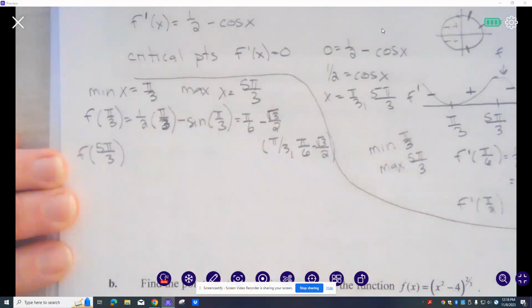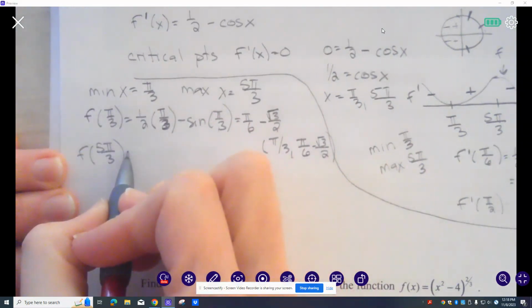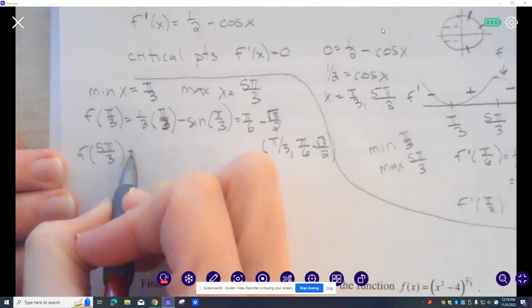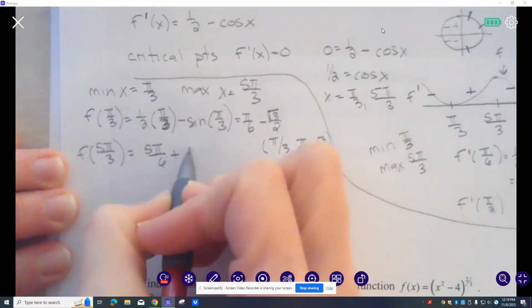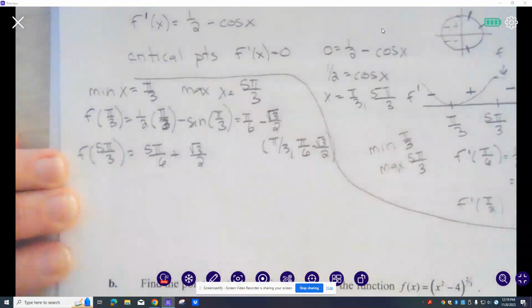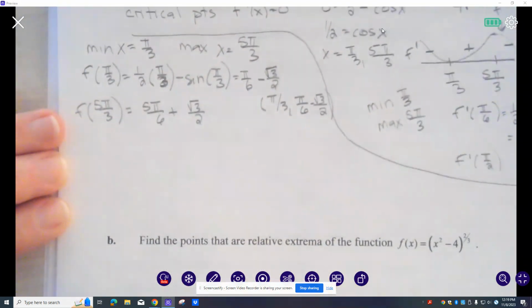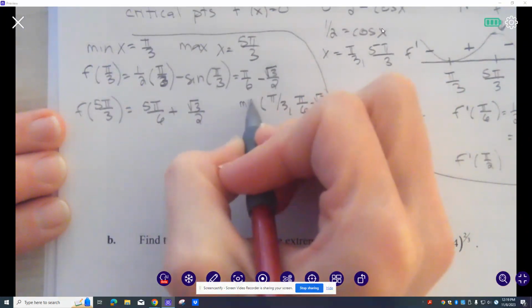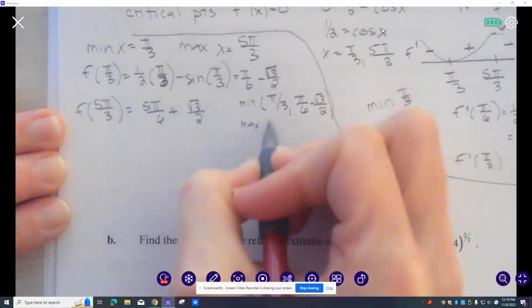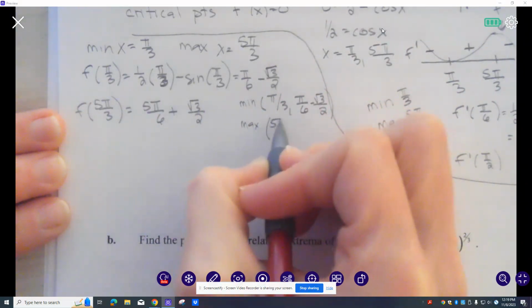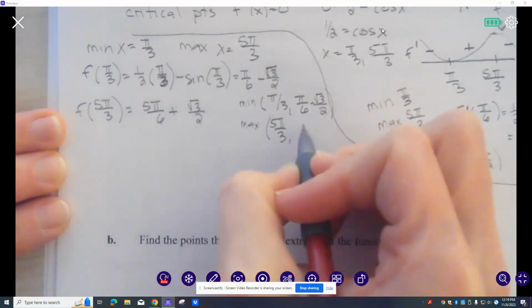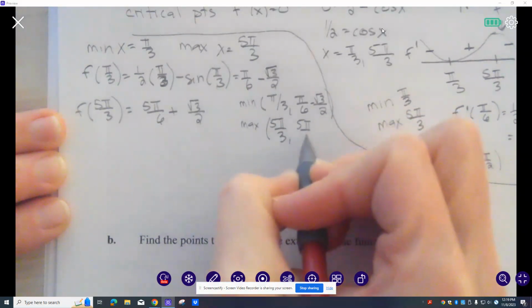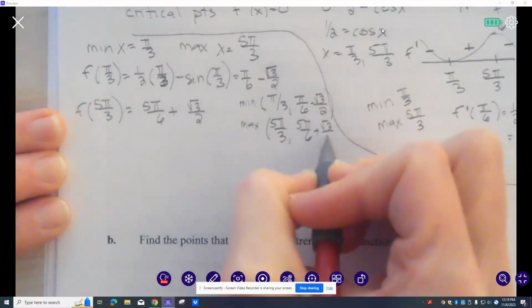I'm going to let you pause the video and do that. Pause the video, and magically you should have gotten 5 pi over 6 plus square root of 3 over 2. So I now have my coordinate points. Remember, this one is my min, and this one is my max. 5 pi over 3, comma, 5 pi over 6 plus square root of 3 over 2.